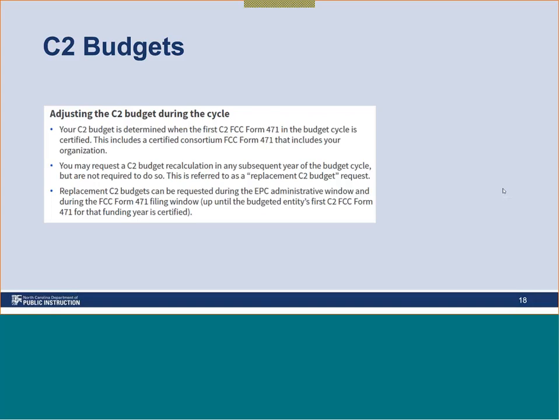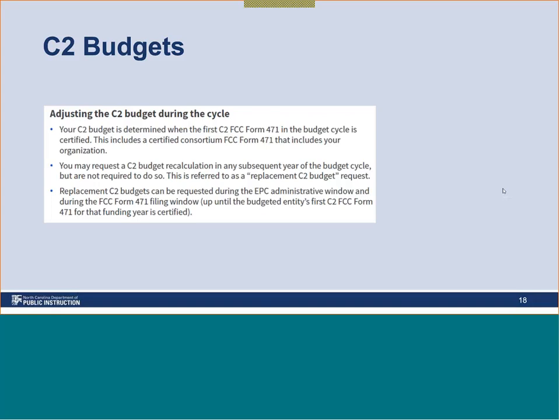It also includes consortium 471s that include any other entities throughout the state or consortium members. You can request, as Roxy just mentioned, the recalculation of your Category 2 budget, which they're referring to as a replacement C2 budget request. As I said, when I just tried to update an entity, it went live right then and there. I'm hoping that's just the training site, and that when we go live and someone wants to do that, we get to watch over your shoulder to see exactly how that's going.